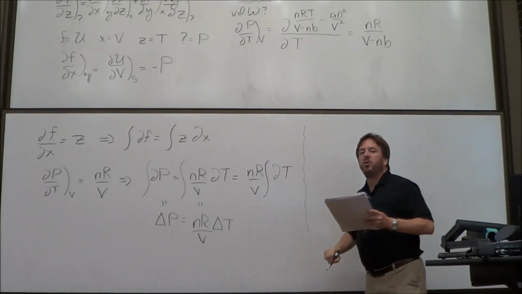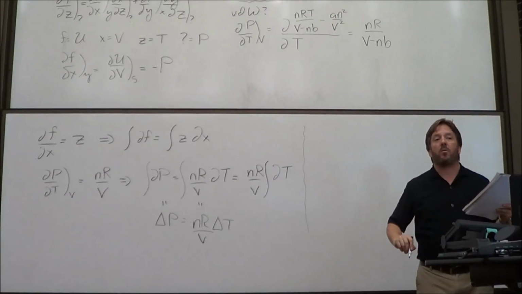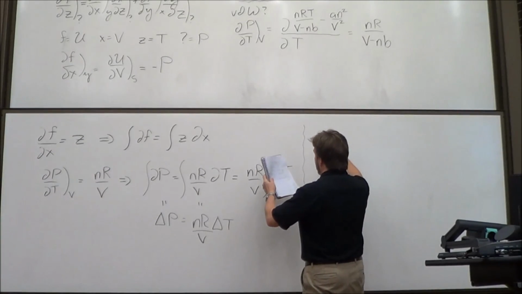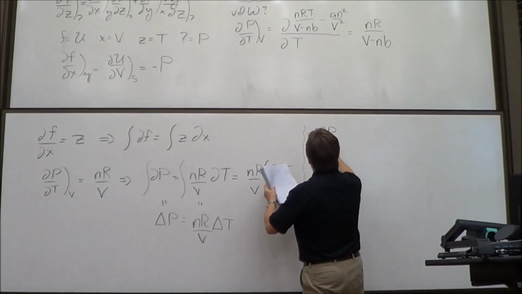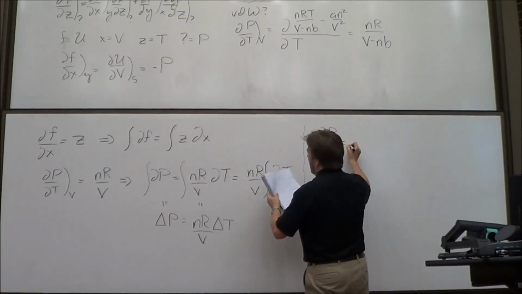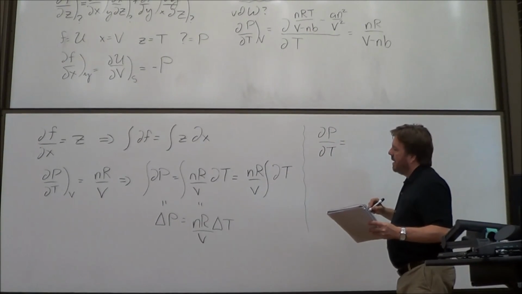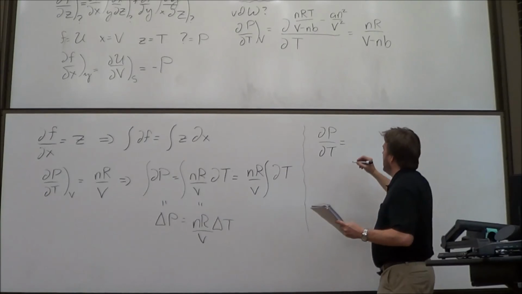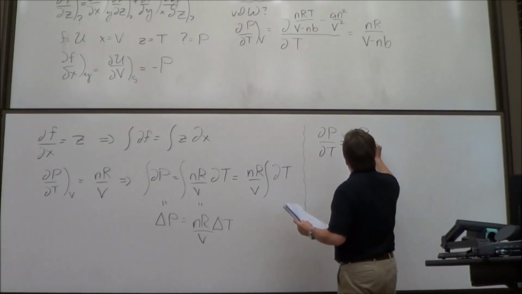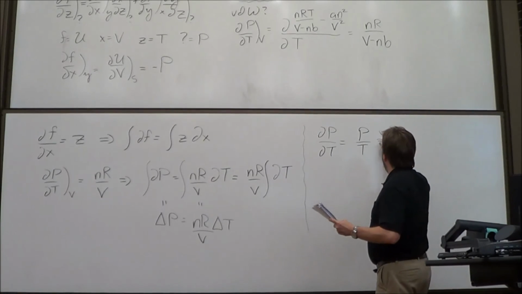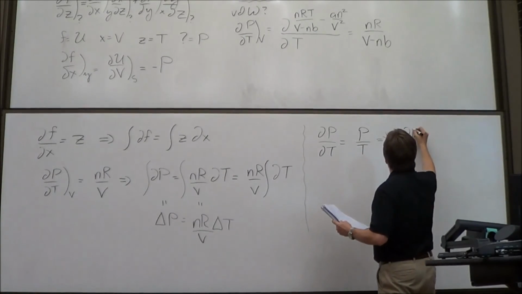Now this is in contrast, sorry I'm going a little bit over. Let me show you how you screw up. It's great to know how to do it right. It's also great to recognize when you've done it wrong. Here's how you do this wrong. It is true that dP/dT is nR over V, but nR over V is actually P over T. That is correct.